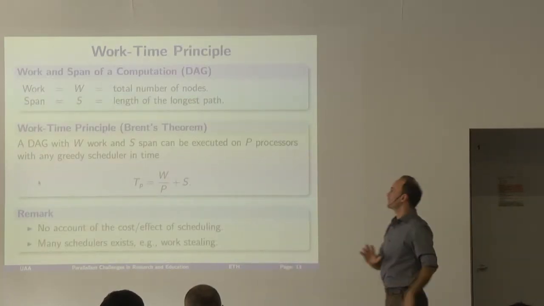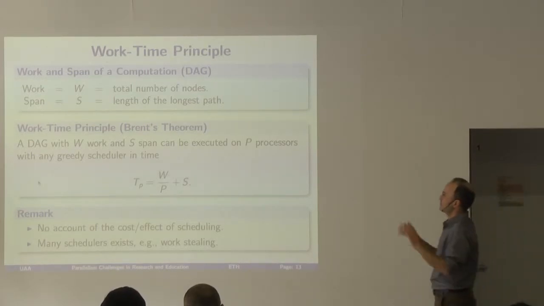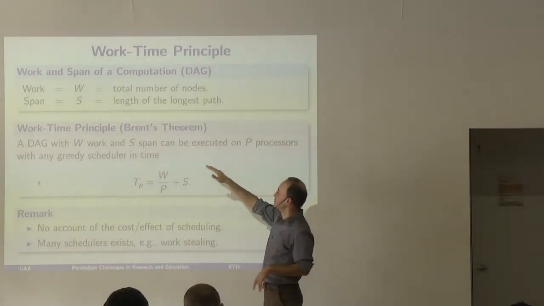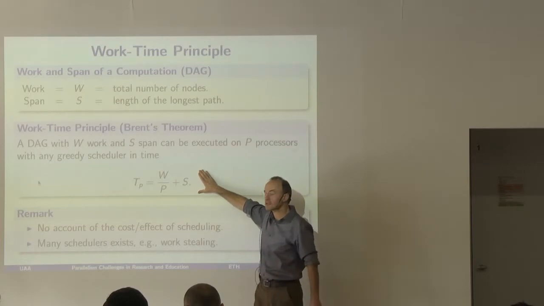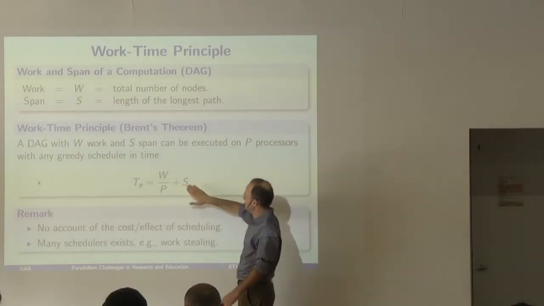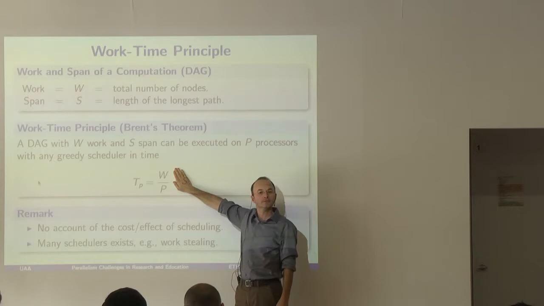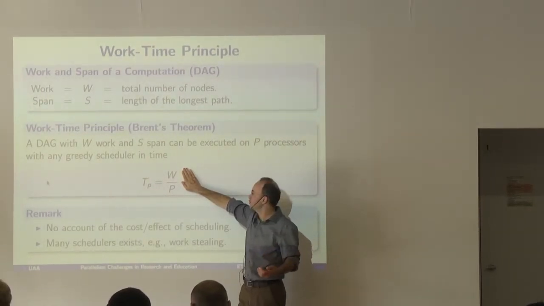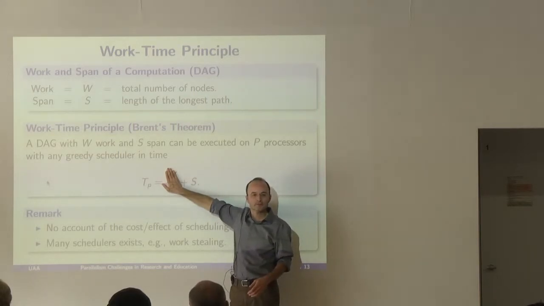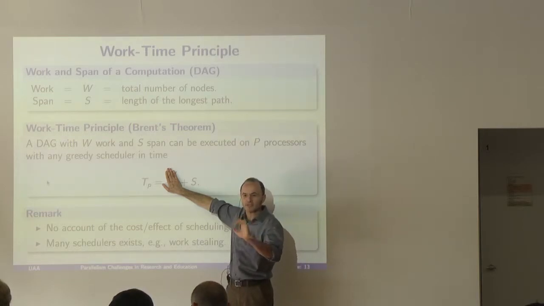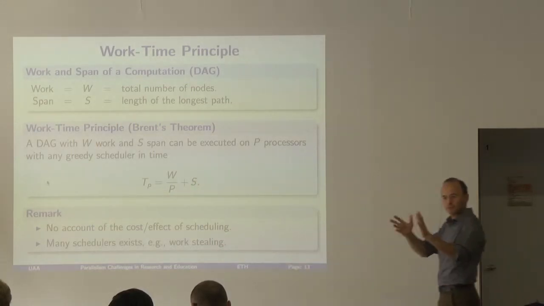So now a very important theorem is called the Work-Time Principle, also proven by Brent, actually a mathematician, in 1974. Given the work and the span of a computation, the time on P processors is W over P plus S. Okay, very important theorem, W over P plus S. Can I do better than W over P? I have W work, I have P processors, I can only execute P things at a time. I can't do better than W over P. Can I do better than S? Remember, S has to follow the dependencies. S is the time that you need for infinite processors. You can't. This theorem says you can do W over P plus S, within a factor of 2 of optimal.